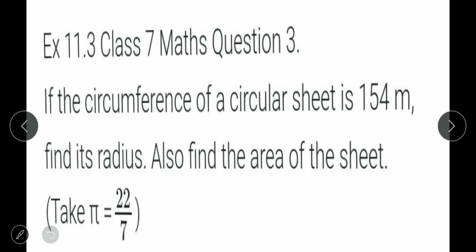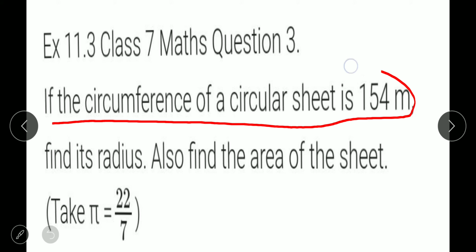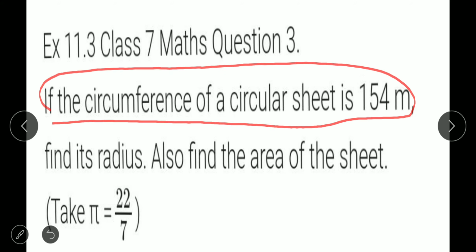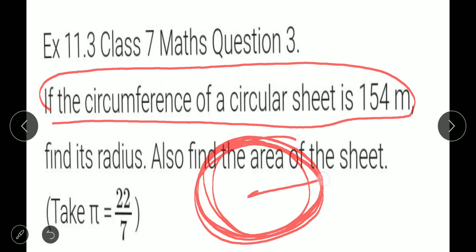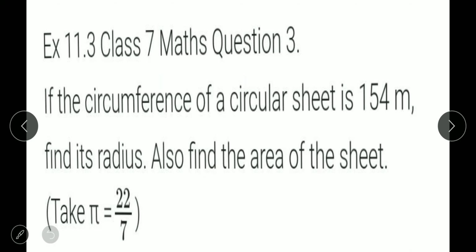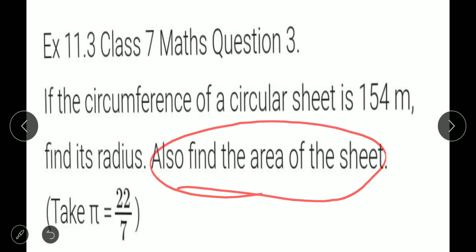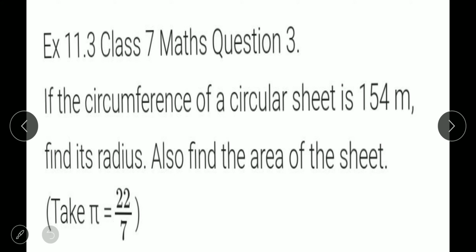Now question number 3. It says, if the circumference of the circular sheet is 154 meter, circumference means they have given the perimeter of the circle, the total circumference of the circular sheet. Find the radius. We have to find the radius, and then find the area also. First find the radius, then find the area, because to find the area we want the radius.